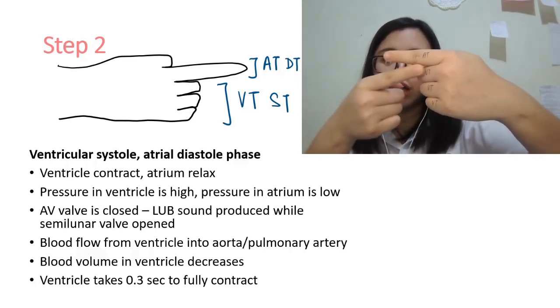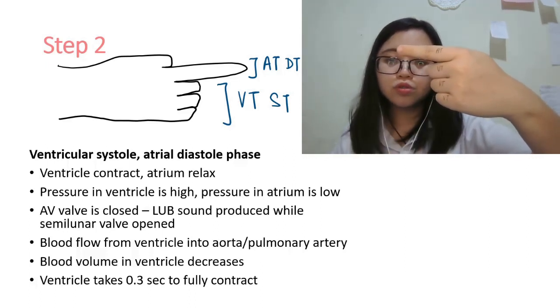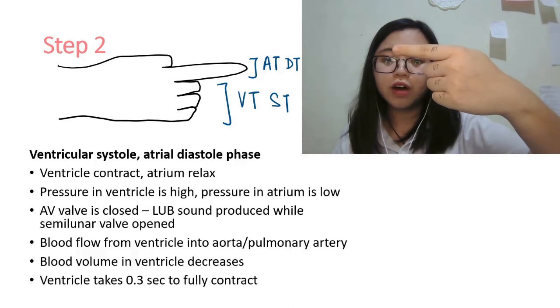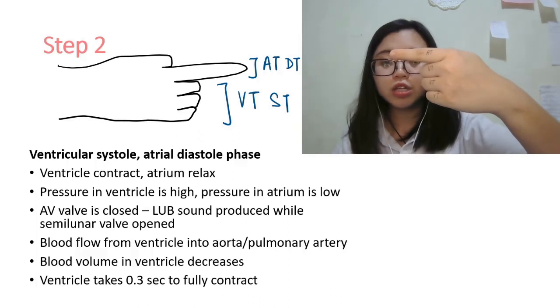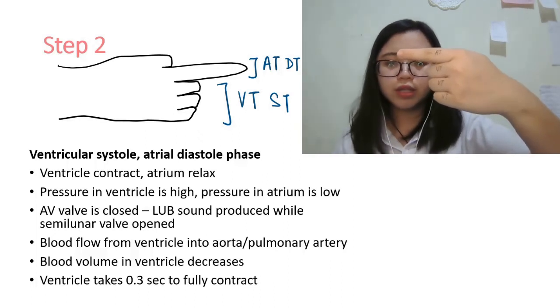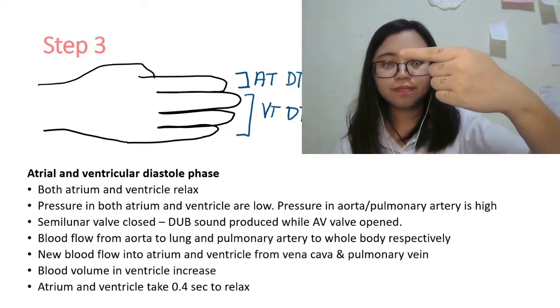The AV valve will be closed. There is a lub sound produced while the semilunar valve is opened. The blood will flow from ventricle into aorta or pulmonary artery. The blood volume in ventricle will decrease and the ventricle will take about 0.3 seconds to fully contract.